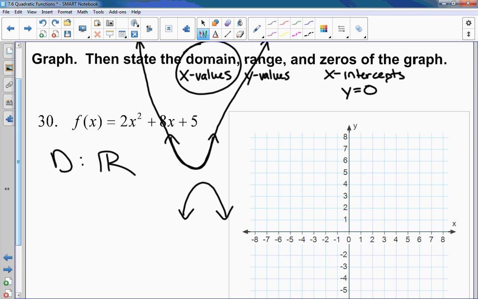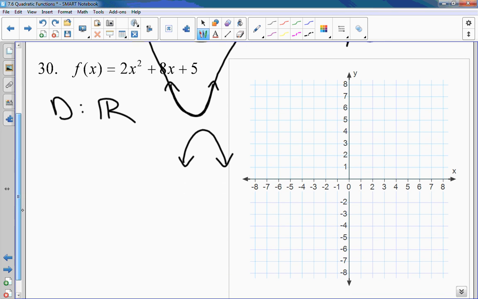Maximums and minimums are talking about the vertex. Whether something opens up, it's going to have a minimum. Whether something opens down, it's going to have a maximum. That's going to determine our range. Well, if you remember, how do we find the vertex again?